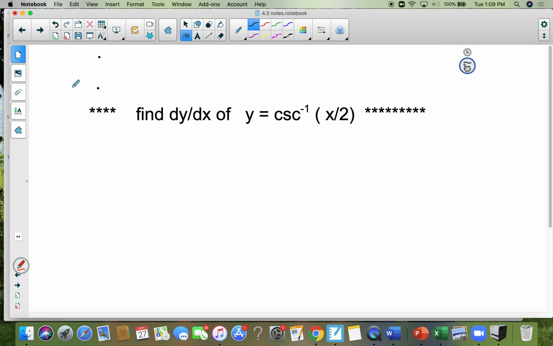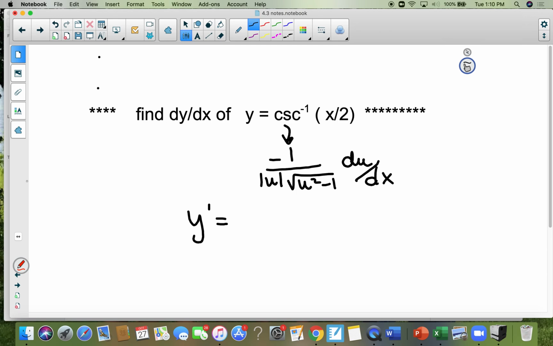Find the derivative of y equals the cosecant of a negative 1, that means inverse, of x over 2. So you got to watch really carefully. So first of all, I'm going to write the formula down for cosecant. Cosecant is c, so it needs to have a negative 1 over the absolute value of u, square root of u squared minus 1 du dx. Okay, that's the derivative. So y prime is equal to negative 1 over the absolute value of, this remember is u, so you're going to put x divided by 2. And then inside of here, you're going to go x over 2 squared minus 1.